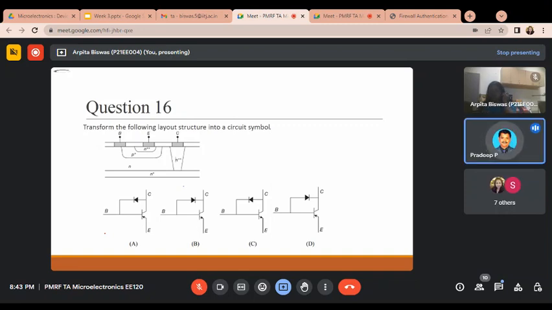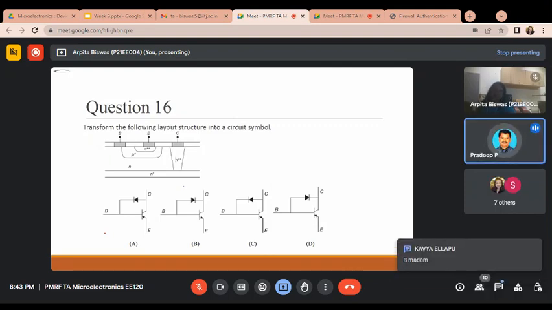Madam, I am just checking the structure. At first, see the base is connected with the P plus. Madam, option B is the answer. Option B is the correct answer. Can you explain a little bit why option B is correct?